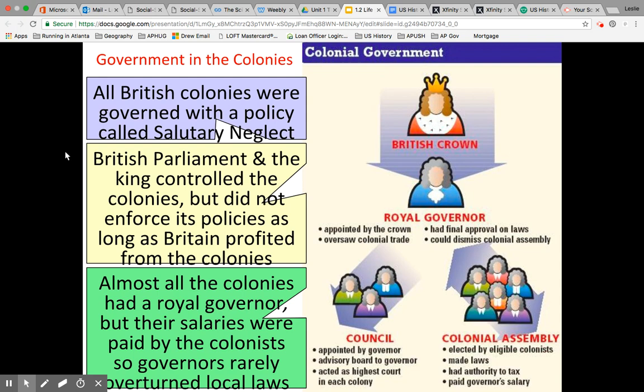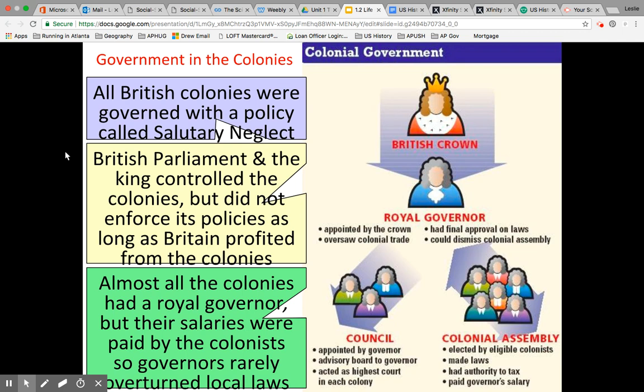Almost all of the colonies had a royal governor who was responsible to the king, but their salaries were paid by the colonists, so you tend to be loyal to the people who pay your bills. And so even though the royal governor was technically required to report to the king, he almost always turned a blind eye to things going on in the colonies.